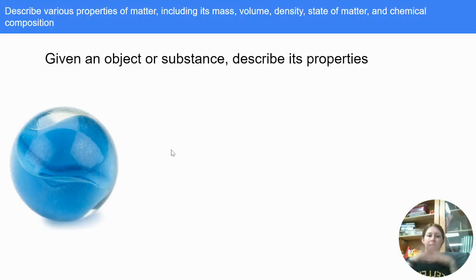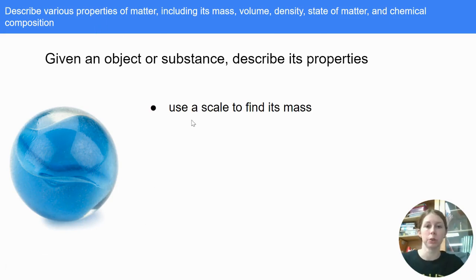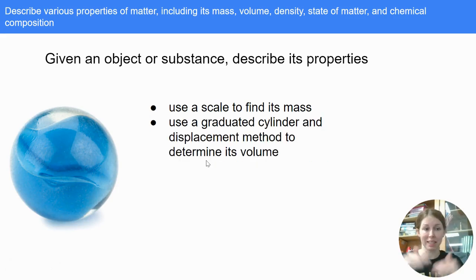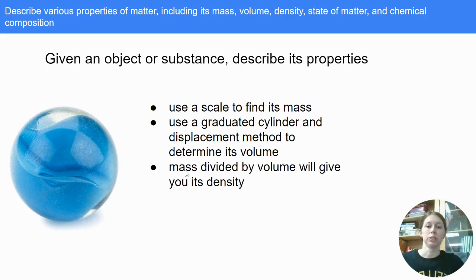Okay, so here's how all this looks. Say I have a marble, and you should be able to describe all of those things. You can use a scale and find its mass. You can use the displacement method, where you put water in a graduated cylinder, add the marble, see the water level change, and find its volume. You can use the equation to find the density. So we've done mass, volume, and density. Next is the state of matter. How would you describe that?